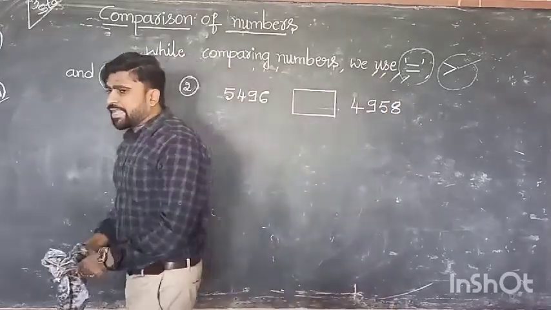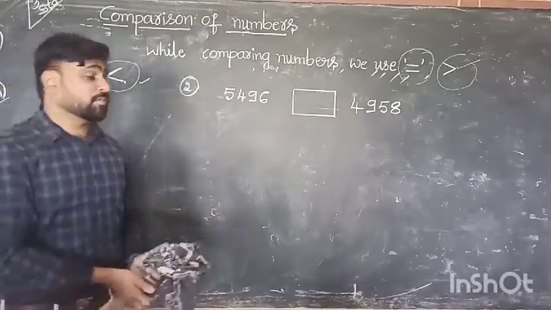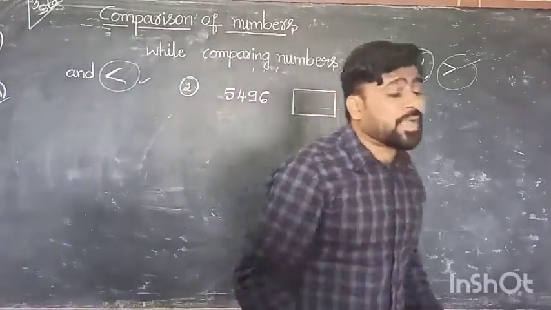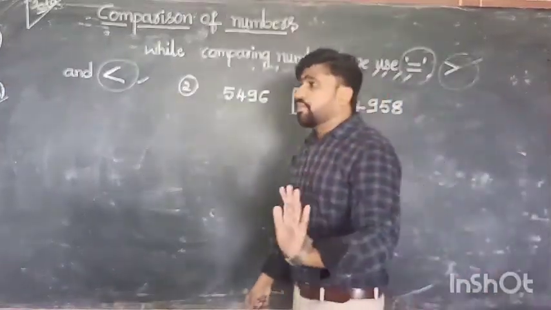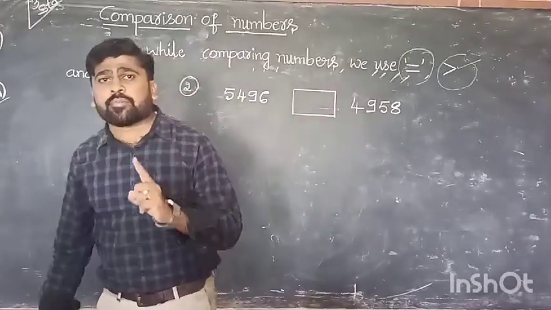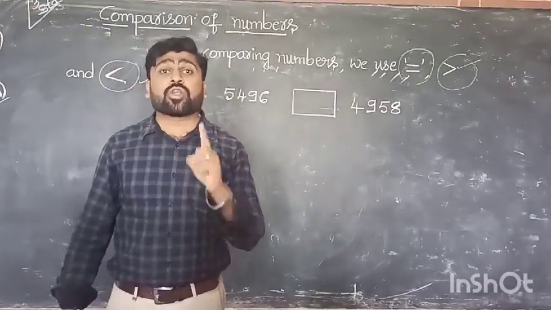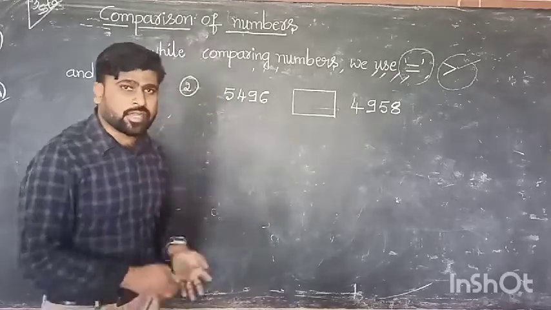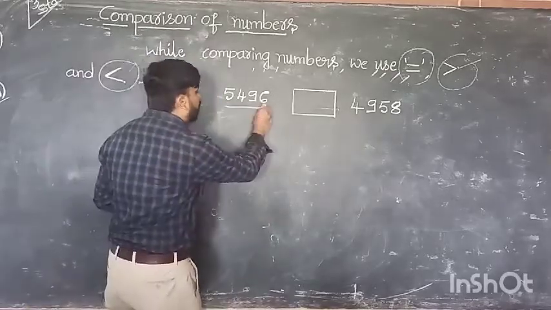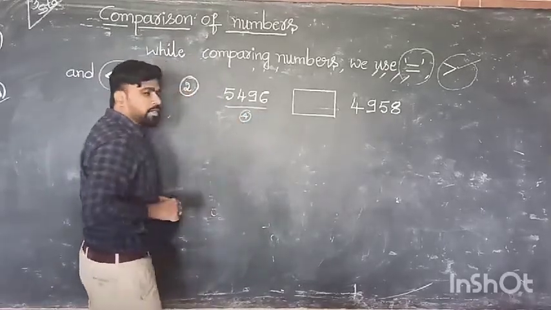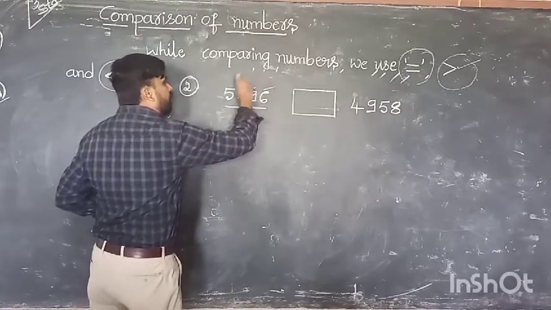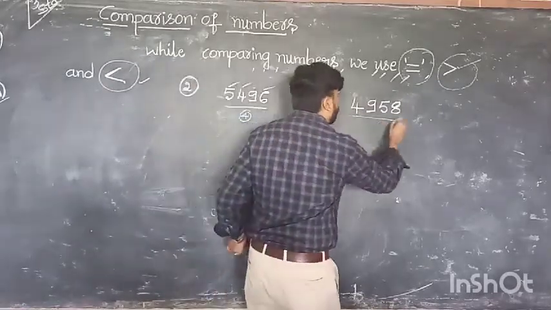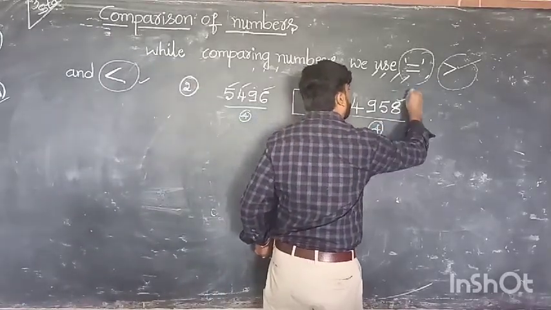Now I will write another two numbers. Again we are going to compare two numbers. Clear? First step regarding the comparison of numbers: first count the number of digits. Clear? Here the total number of digits is 4. Correct? 1, 2, 3, 4. Here also the total number of digits is 4.